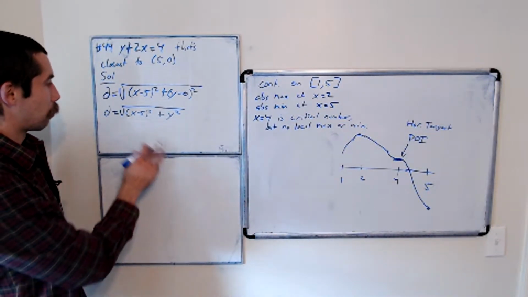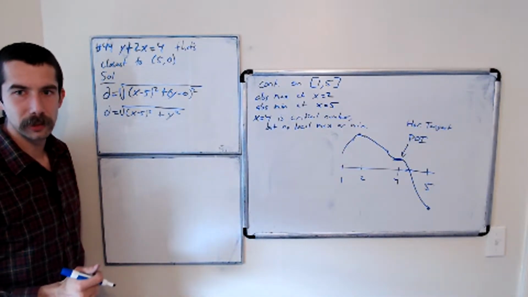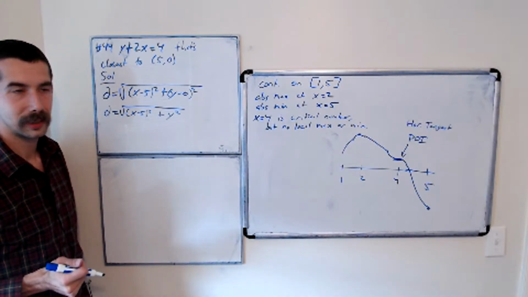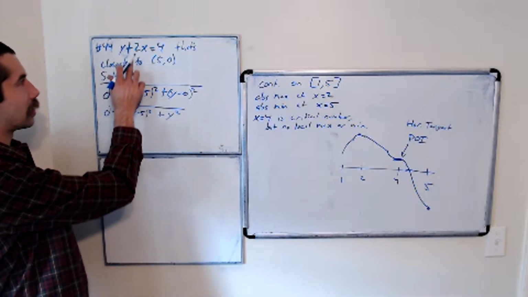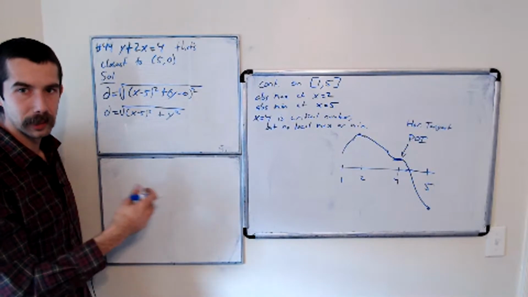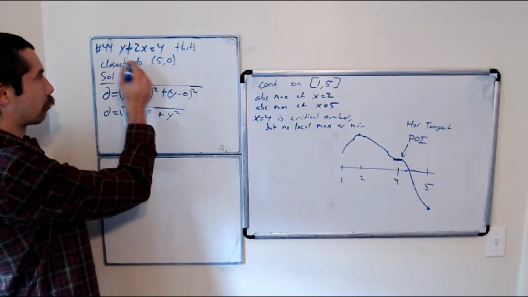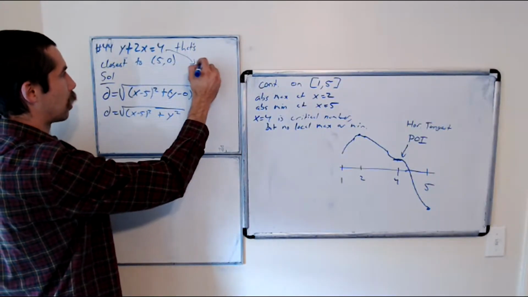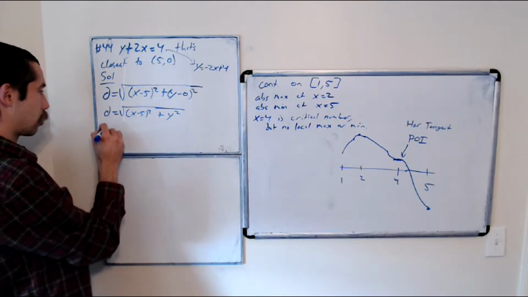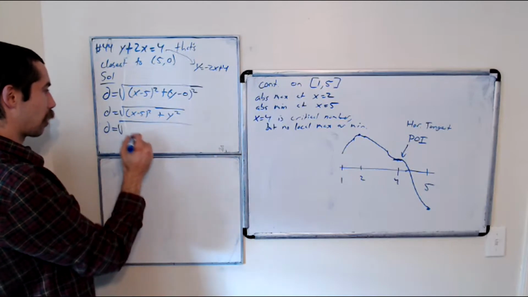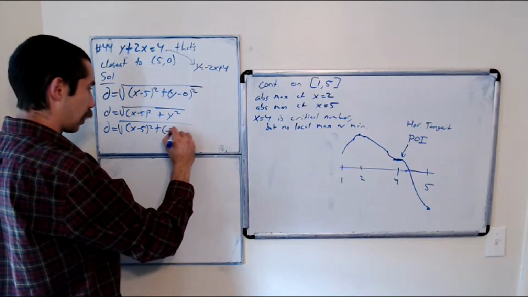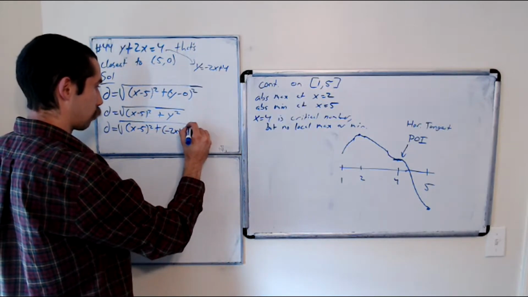And we don't know how to minimize functions of two variables. You've got to wait until Calc 3 to do that. So what we could do is solve for one of these variables and plug it in. So let's solve for y. If we solve for y, we get y equals minus 2x plus 4. So we're trying to minimize the square root of (x minus 5) squared plus (negative 2x plus 4) squared.